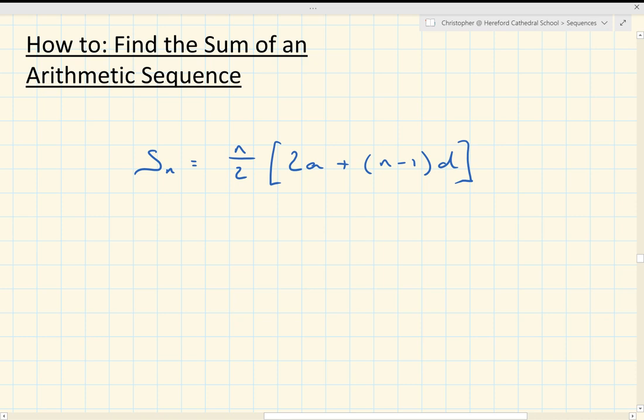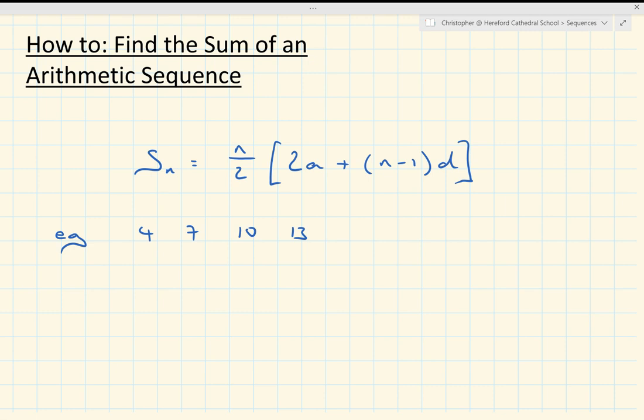Here we're going to learn how to find the sum, the total, of an arithmetic sequence. For example, what do I mean by the sum of an arithmetic sequence? Well, this is an arithmetic sequence: 4, 7, 10, 13. It's an arithmetic sequence because the difference between the terms is always the same. In this case, the constant difference is 3.